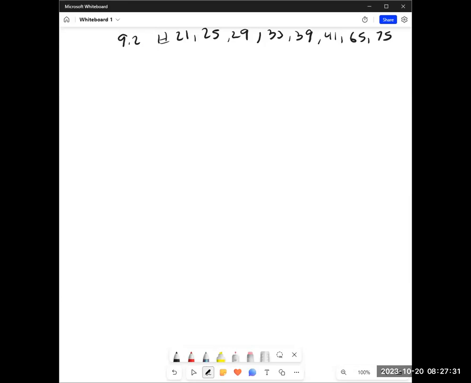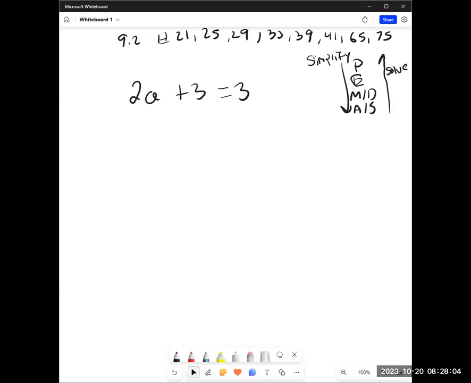We're going to use both the addition and multiplication properties of equality to solve linear equations. So our first linear equation here that we're going to solve is 2a plus 3 equals 3. Just as a reminder, when you simplify, your order of operations looks like this. And we want to simplify both sides before we get started if we can. When we solve, we're going to use our properties of equality to go that way. So we're going to add or subtract to isolate our variable first.